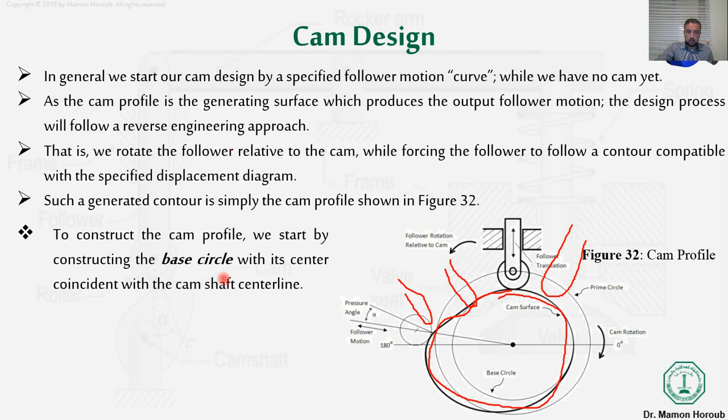We'll discuss what I explained in the last lecture, what we meant by the base circle. The base circle, which is this circle, has a radius equal to the minimum distance between the CAM center and the tangent point, or the touch point, between the follower and the CAM.